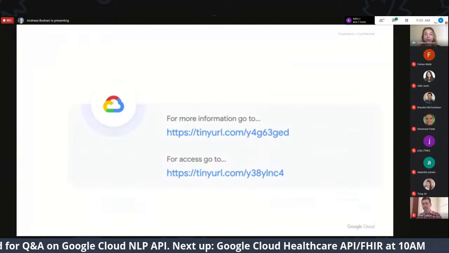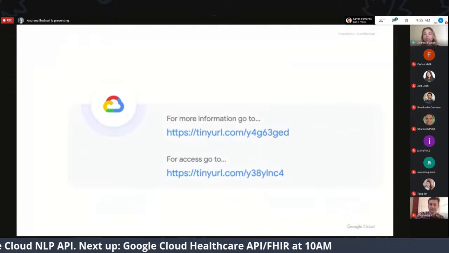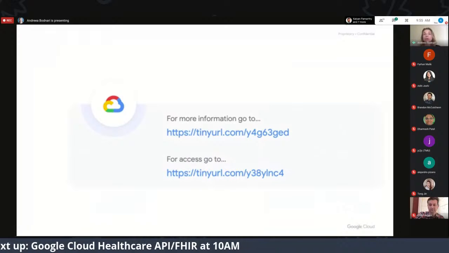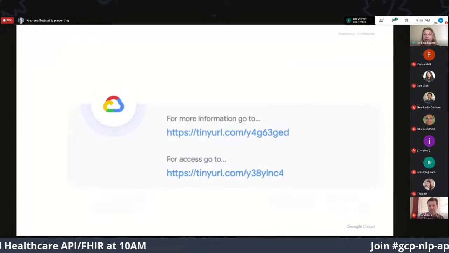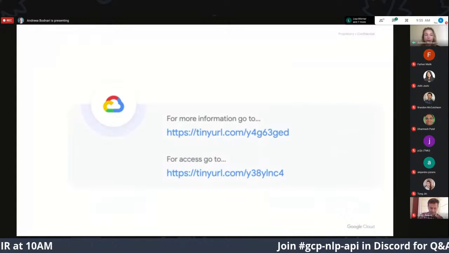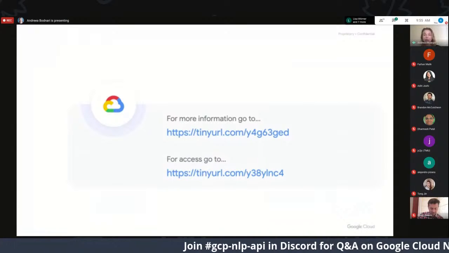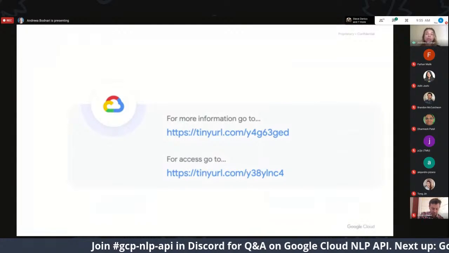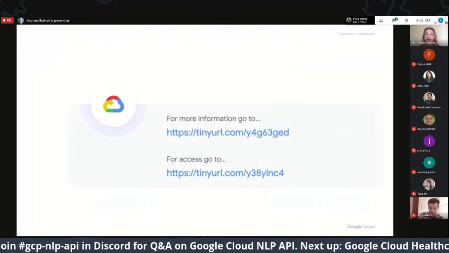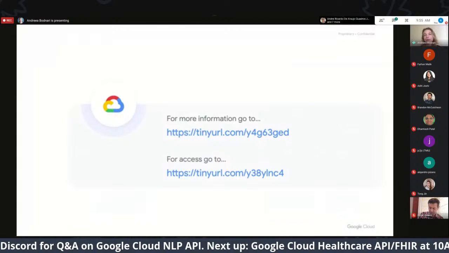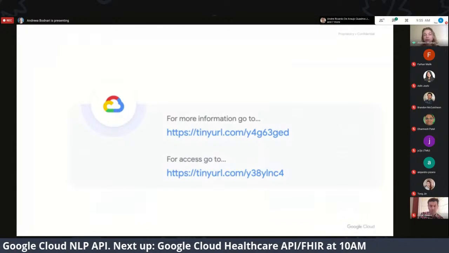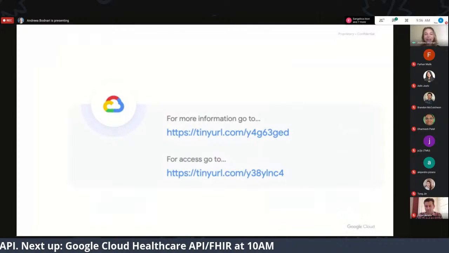So I included over here a couple of pointers. The first one is for information on the HealthKit Natural Language API, for learning about how to interact programmatically with this technology. And given that right now the technology is in private alpha, you will have to request access to work with it. So there's a link included over here that you can follow to get access to this technology.